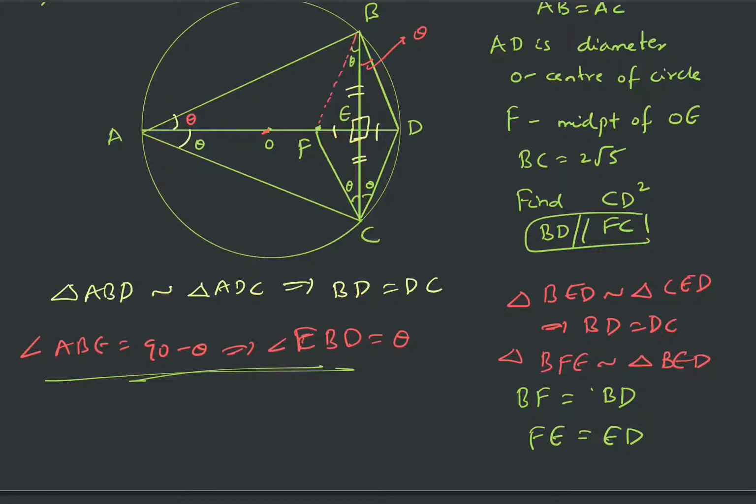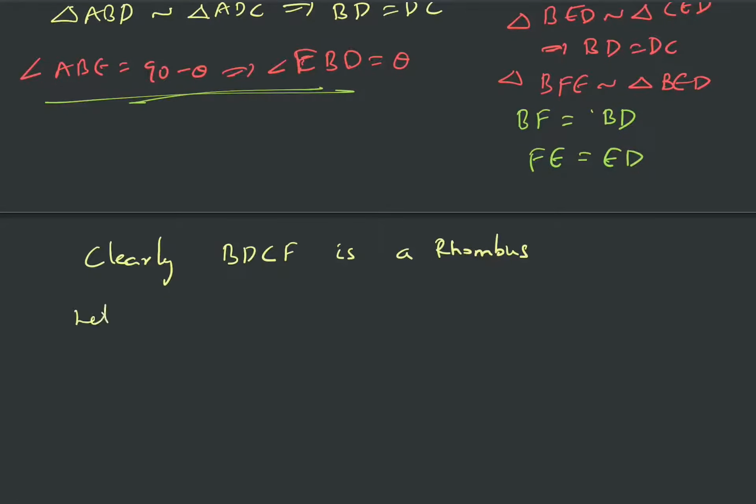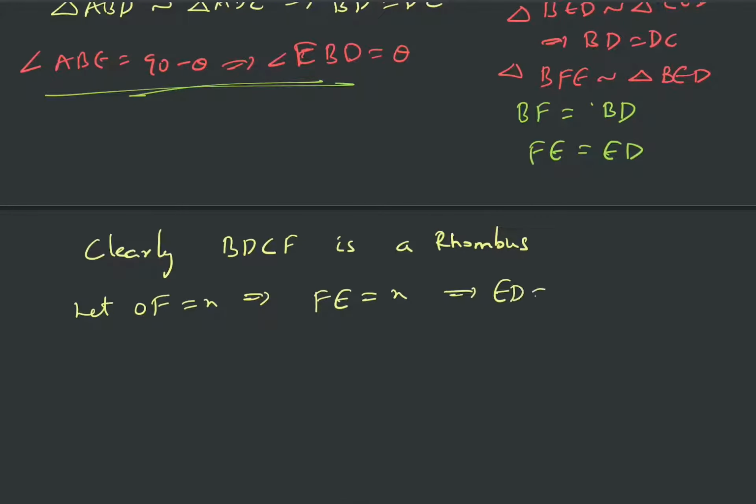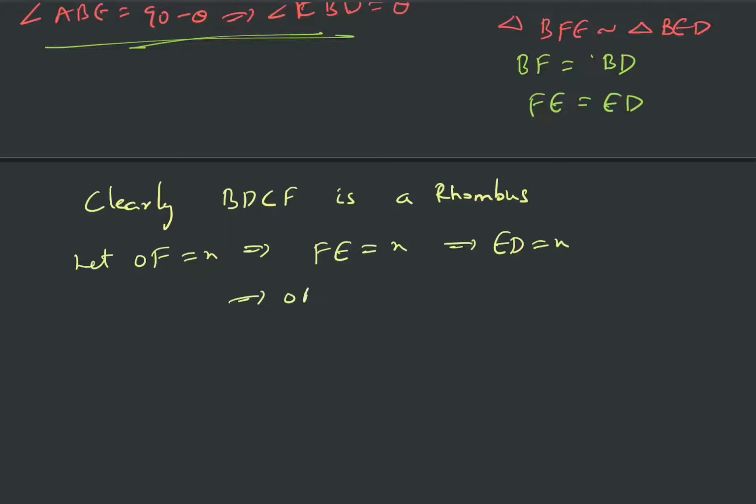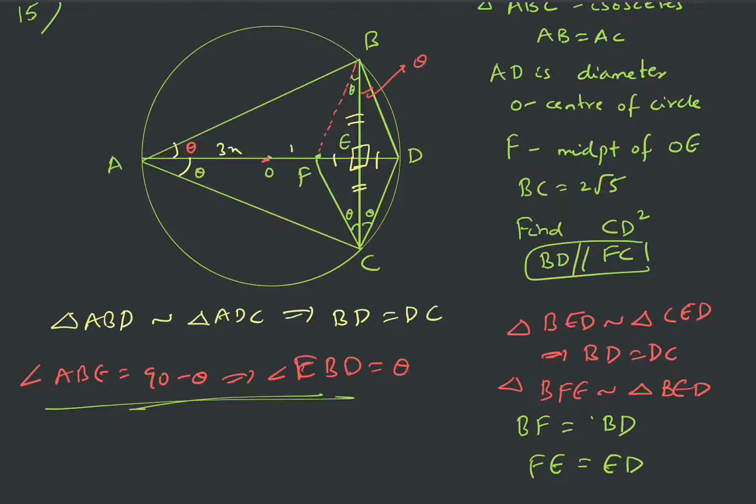Okay, so since F is the midpoint of OE, this is given in the question, let OF be equal to x. This simply implies FE is equal to x, and this implies ED is equal to x, right? So if this is x, then this is also x, and since diagonals bisect each other, this is also x. Now since OD is 3x, OA is also equal to 3x. So this implies OA is equal to OD is equal to 3x. So this is 3x, x, x and x.